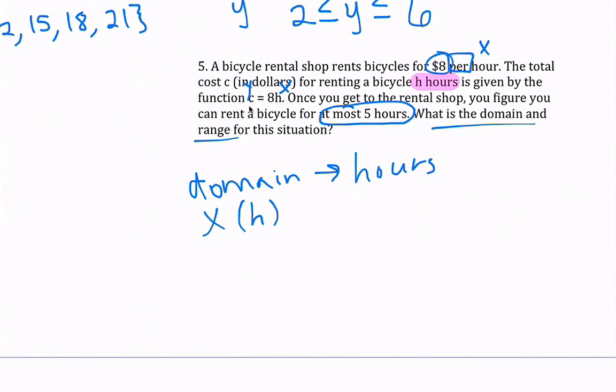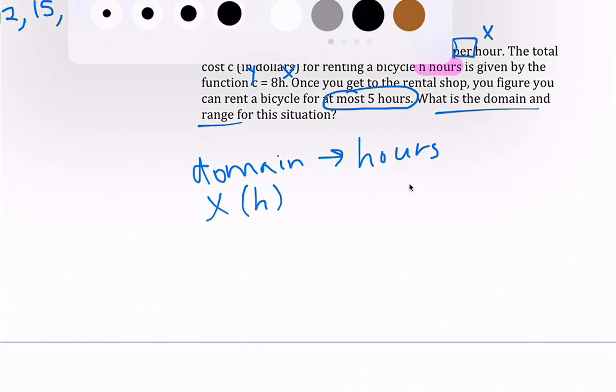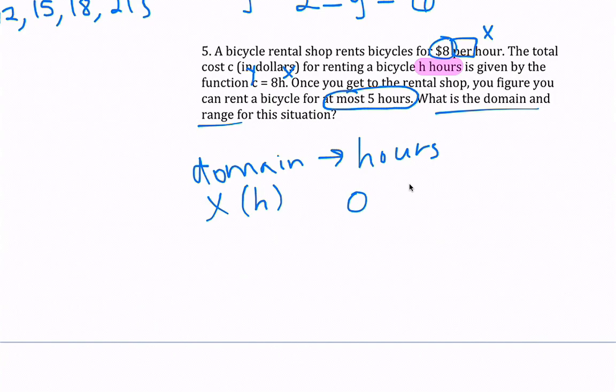All right, real quick, let's talk about why this one is continuous, because X is hours. So it is possible to have a part of an hour, which is why it's continuous. I can have 1.3 hours. All right, so that's how I know that this one is continuous. Okay, so we want to talk about the lowest number of hours and the highest number of hours we could have this bike. Well, the lowest number of hours we can rent the bike for is 0 hours. Now let's talk about the highest number of hours we can rent it. Well, it tells me I can rent it for at most 5 hours. So the lowest is 0, the highest is 5.